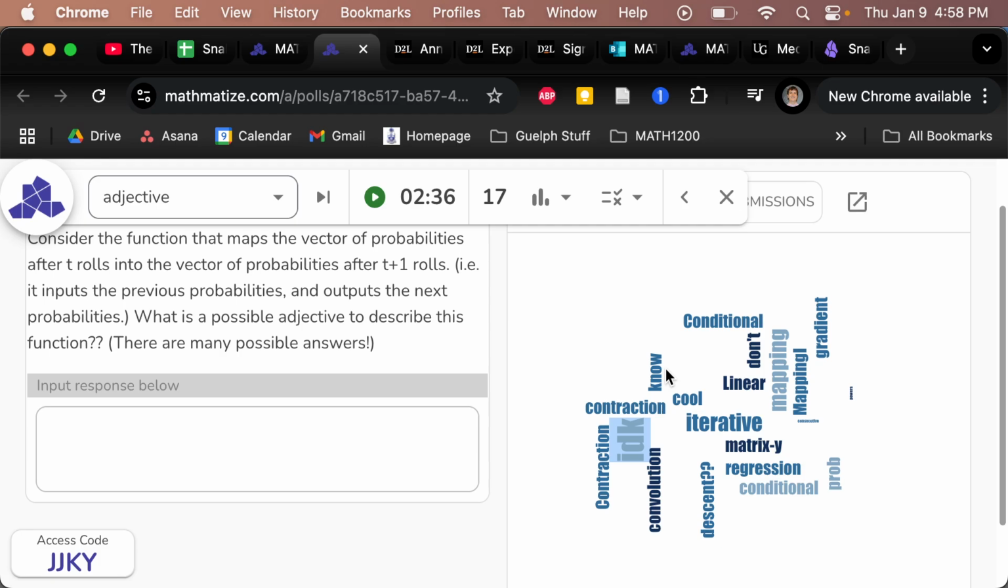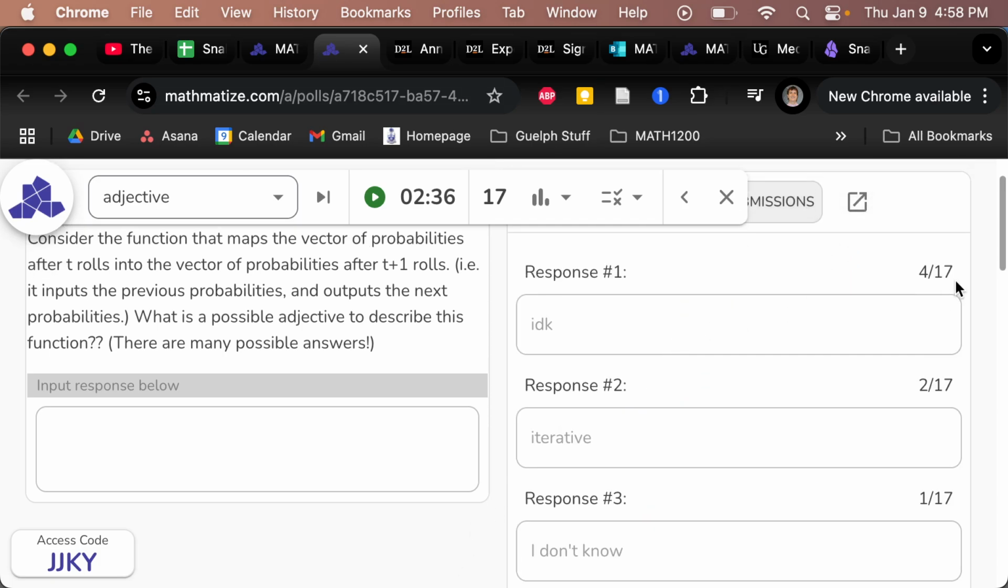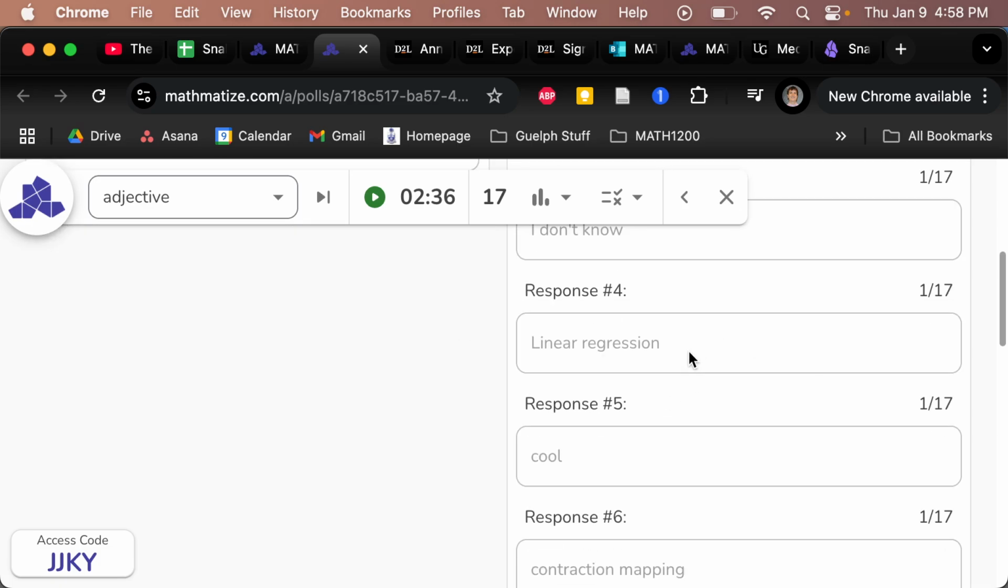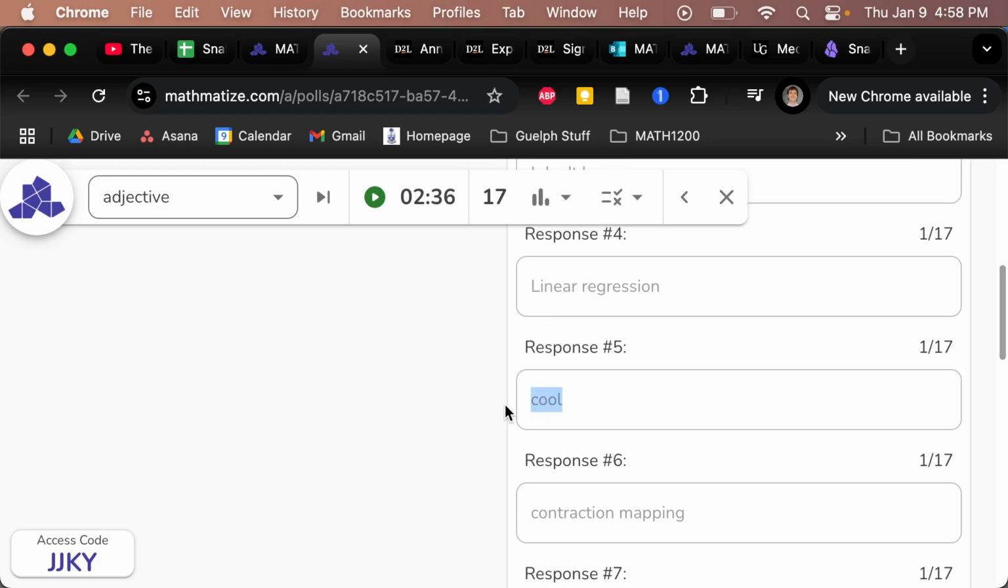Next biggest I think is linear. I like matrix E, that's cool. Now we can read the individual lines. I don't know, 4 people, great. Iterative, 2 people. I don't know, also very good to know. Linear regression. I would say it's not linear regression, but it is linear. It is a linear function. Cool, that's absolutely true.